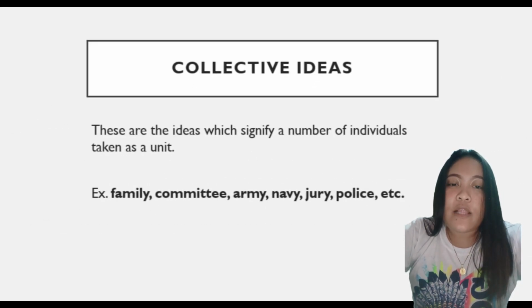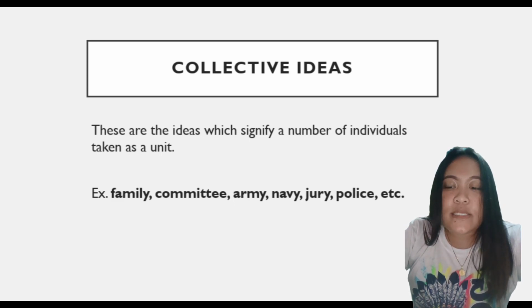Next, we have collective ideas. These are ideas which signify a number of individuals taken as a unit. Examples: family, committee, army, navy, jury, police, and etc.